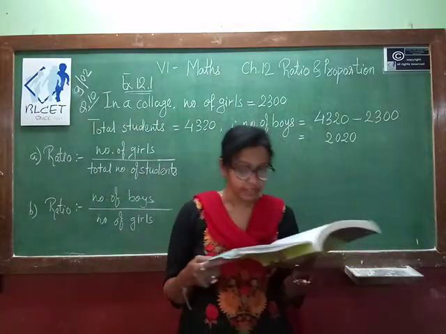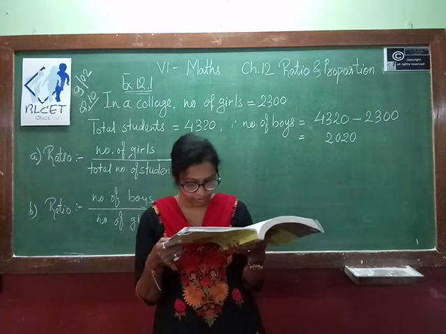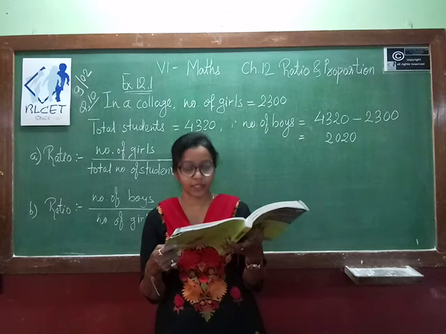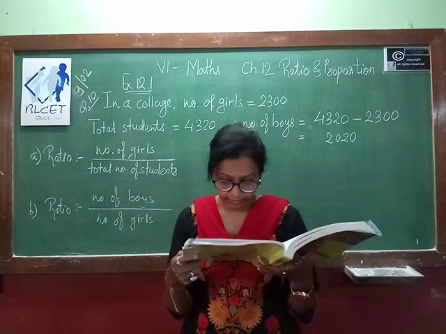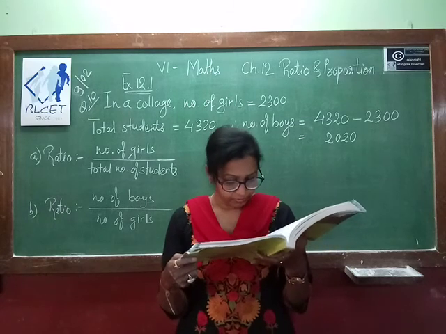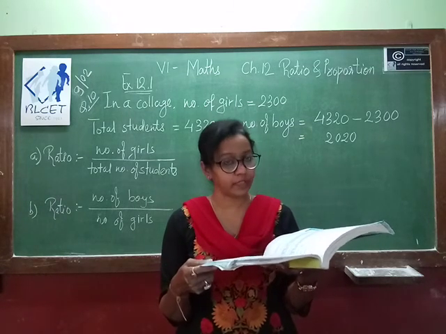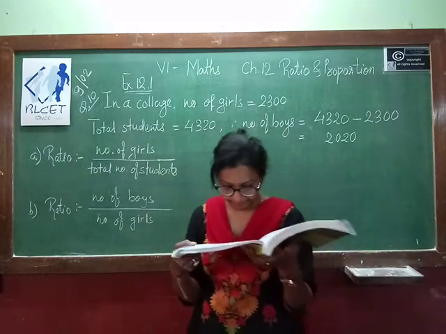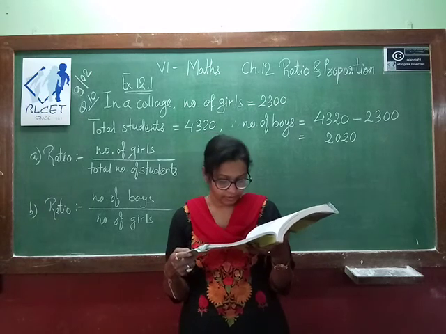There are 102 teachers in a school of 3,300 students. Find the ratio of the number of teachers to the number of students. That you can do by yourself. What you have to do here: to find the ratio, total number of teachers, that is 102, divided by total number of students, that is 3,300. Do the cancellation, you will get the answer, that is 17:550.